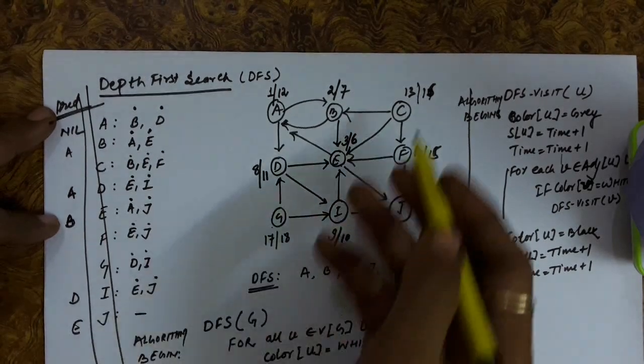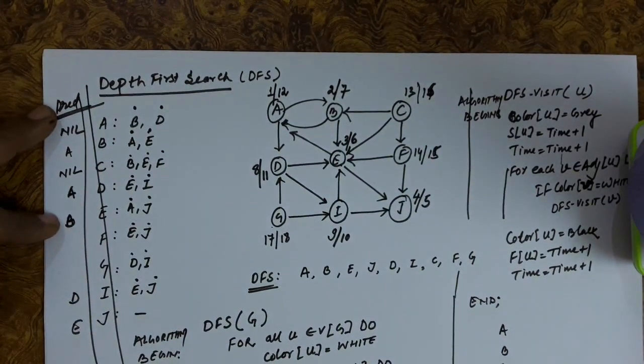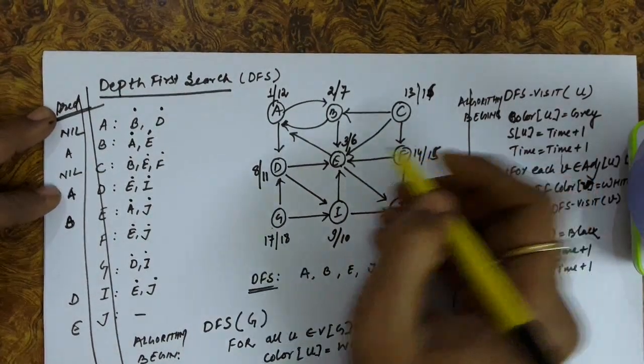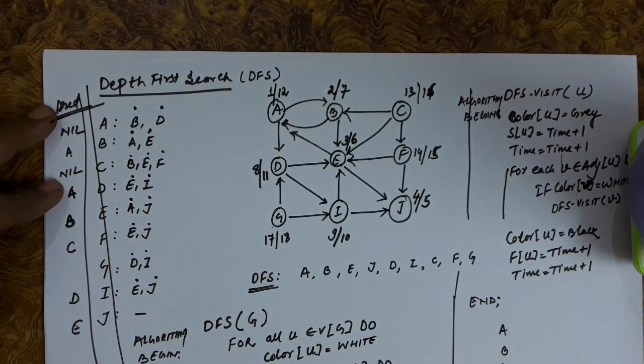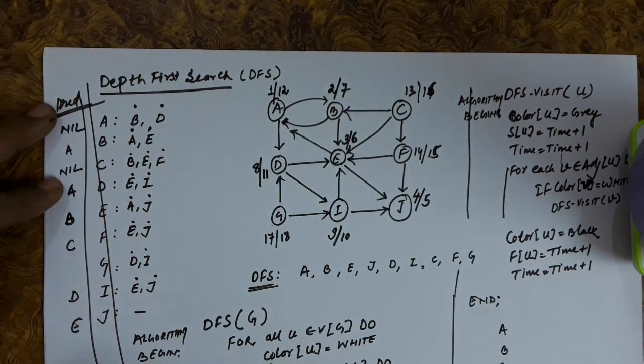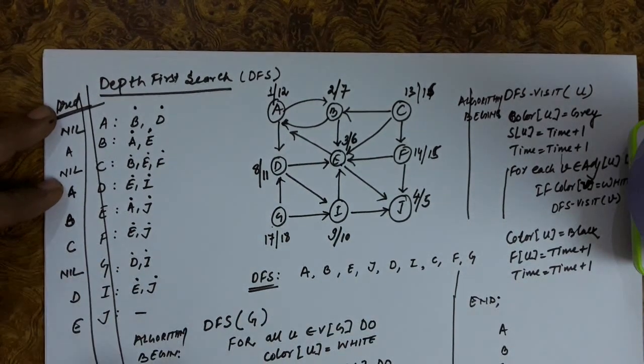Fine. Now C has got explored automatically, so C will have a predecessor nil. There will be no predecessor of C. From C we have gone to F, so F will have a predecessor C. Then G has got explored automatically, so its predecessor will be nil.